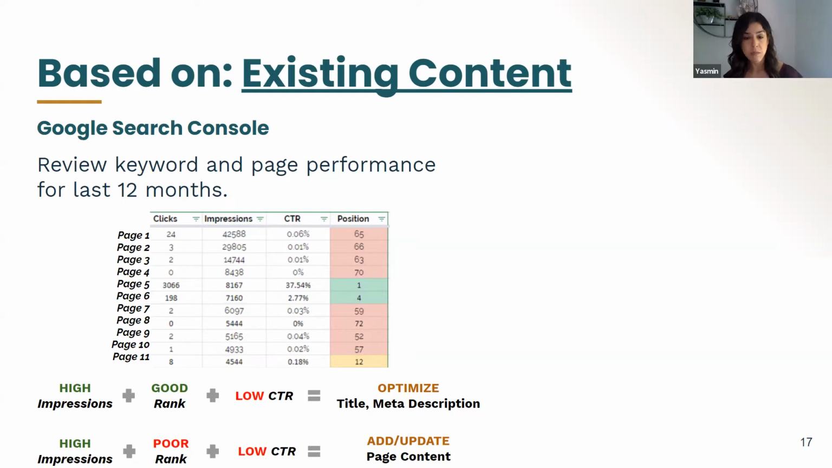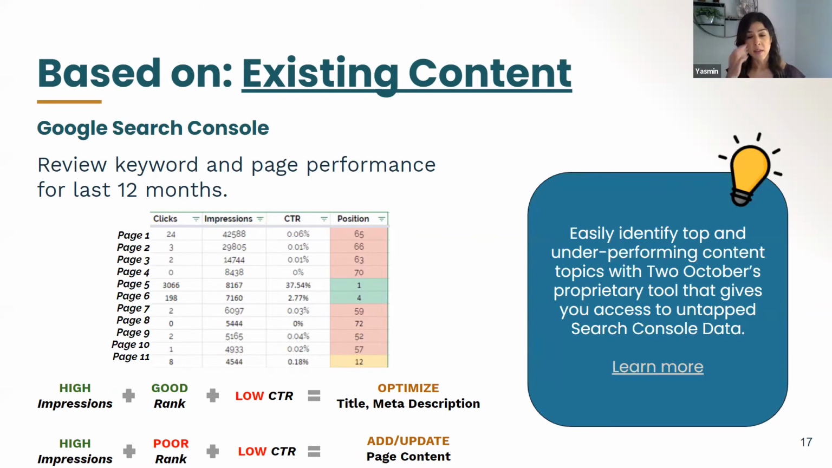Another way to look at this data is looking at what has high impressions, so again high visibility, but maybe is ranking lower, so probably anything beyond position 20, beyond page 2, and a low click-through rate. Those situations would probably require a little bit more development from your end, to go in and perhaps start by adding content to that page and then potentially creating some additional content to support those topics.